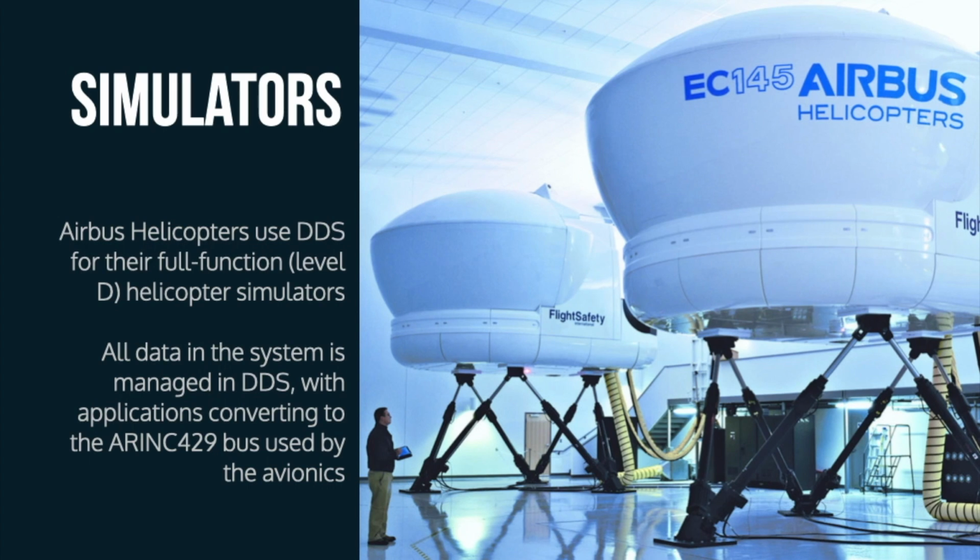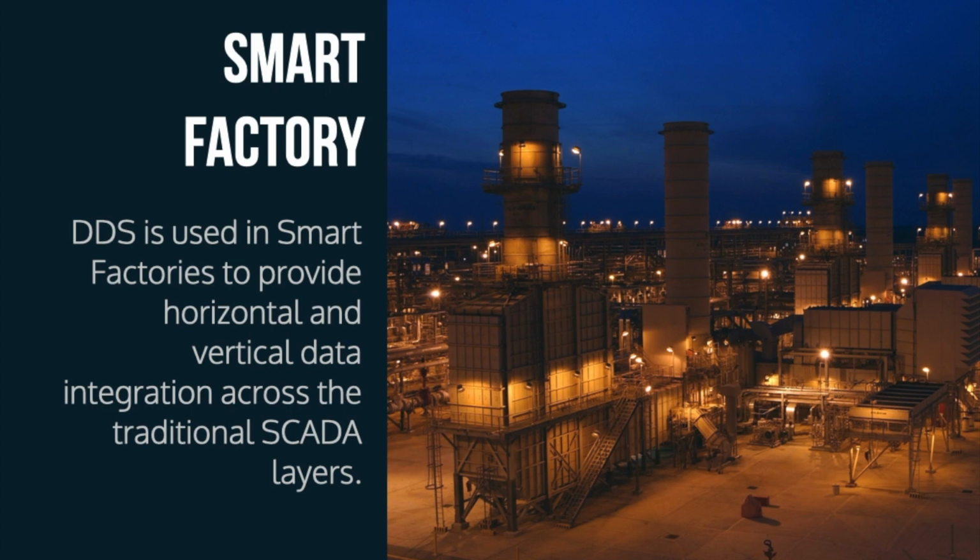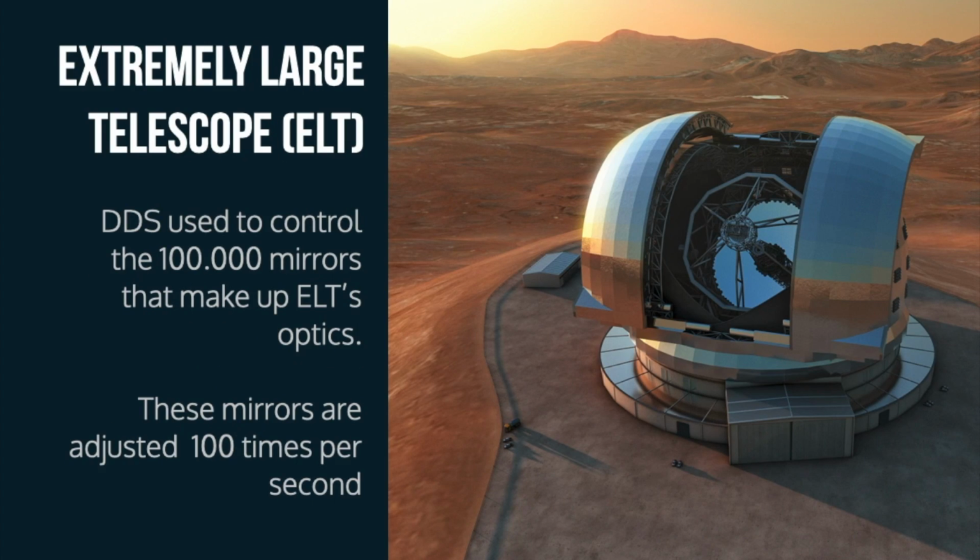Most of the time when you need hybrid simulation, they use DDS. Smart factory is another example. And something that is quite impressive for me is the Extremely Large Telescope. In this system, DDS is used to control 100,000 mirrors that are adjusted 100 times per second. So you can imagine the volume of data.